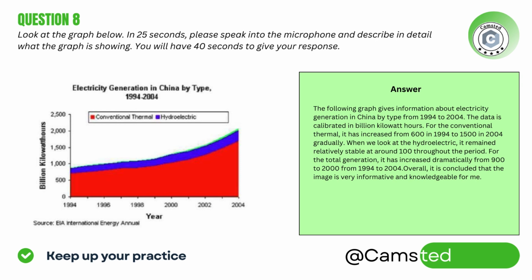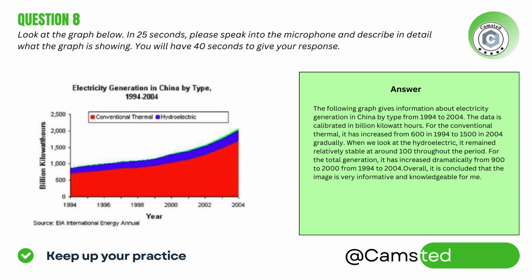The following graph gives information about electricity generation in China by type from 1994 to 2004. The data is calibrated in billion kilowatt hours. For the conventional thermal, it has increased from 600 in 1994 to 1500 in 2004, gradually.